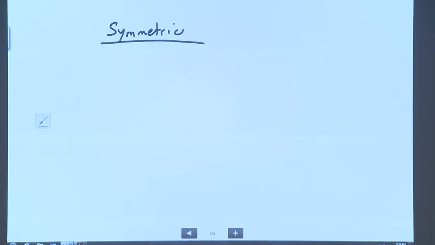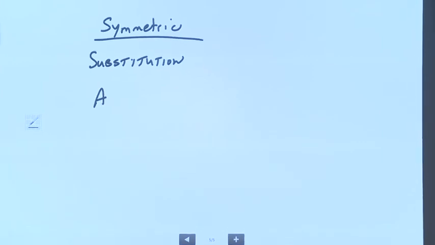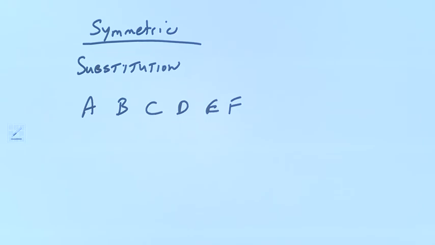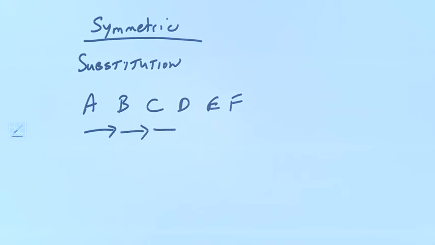There are 2 symmetric algorithms out there, and one of them is called substitution. Substitution, good enough. Okay, so if we take the alphabet and we shift this to the right by 3 characters and start the alphabet again. This is also known as the Caesar cipher.